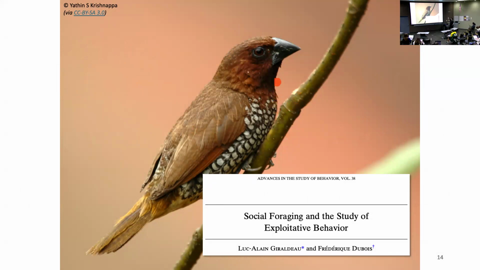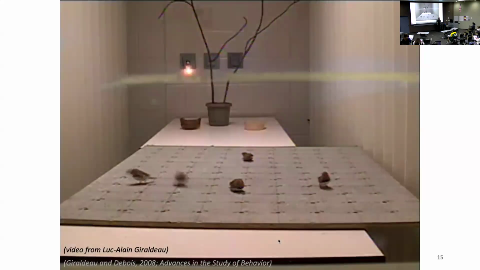So this is some examples I'm taking from Giraldeau and Dubois, but Luc-Alain Giraldeau, now he's off in kind of the corporate world, but was sort of a big name in social foraging. Giraldeau and Caraco had a huge set of really cool papers about birds like these and social foraging things that they did. And so this is sort of one example of that.